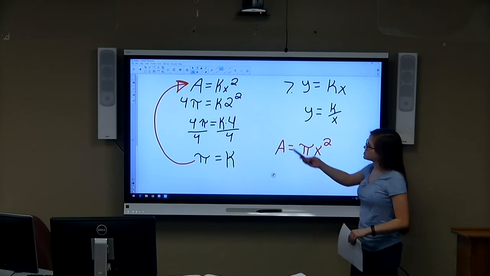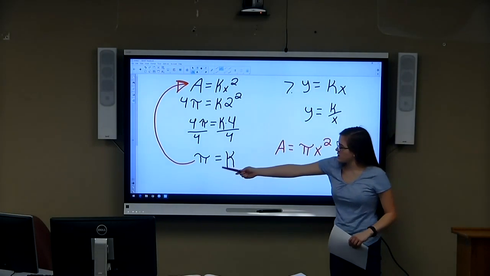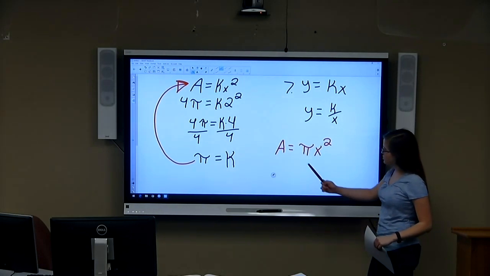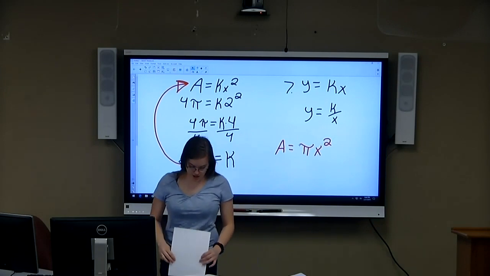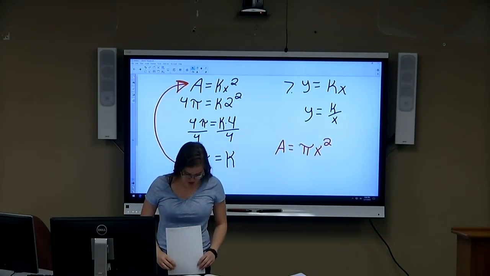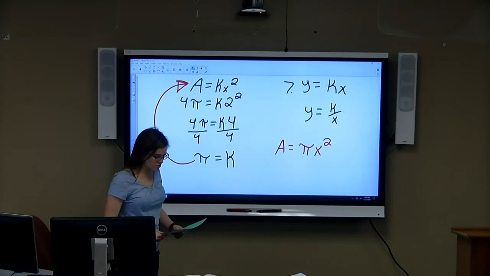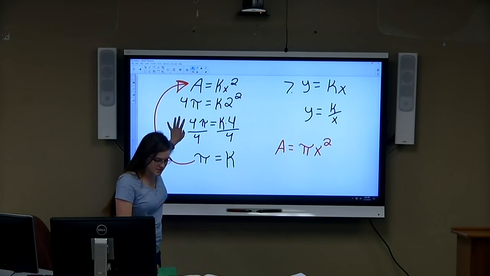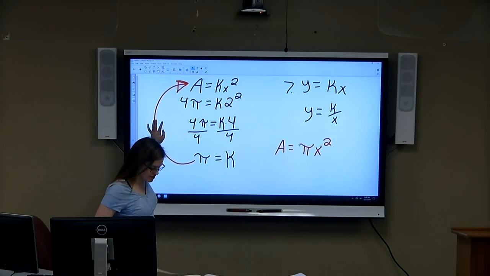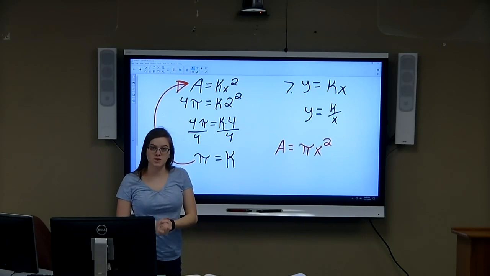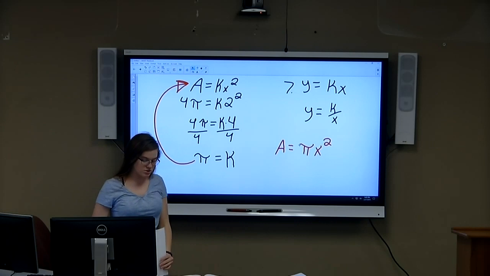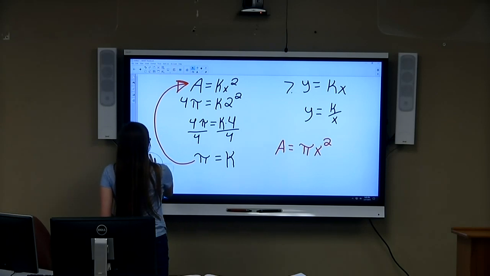All you did was solve for K, take what we had, and plug it in for K in the general formula. Once again, in case you didn't get it, that was number 7. So now we're going to do number 9. Remember, the last one was a direct variation. The next one we're going to do is an inverse variation, so it's going to be done a little differently. I'm going to just erase this.